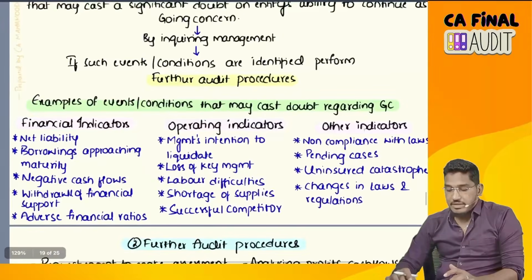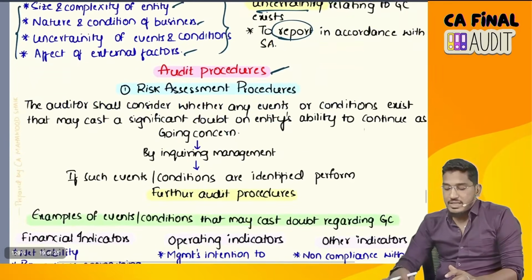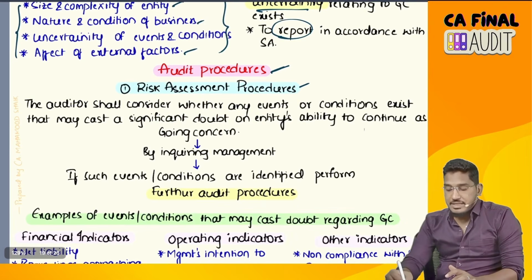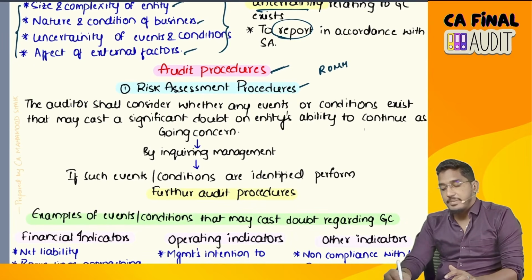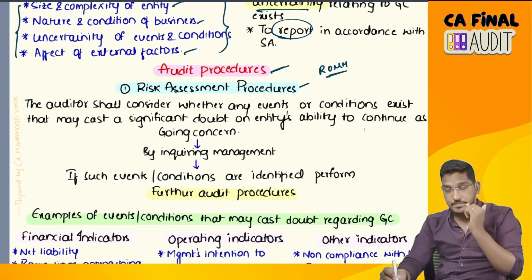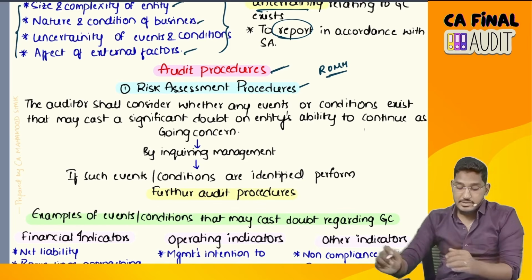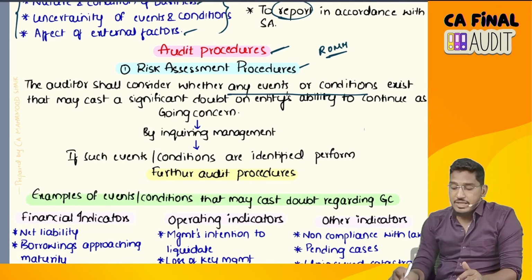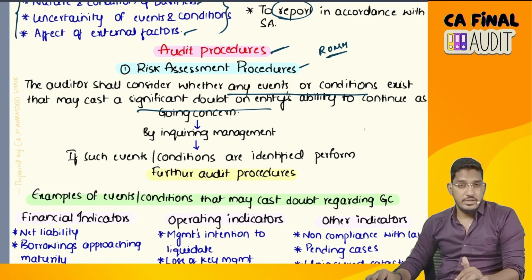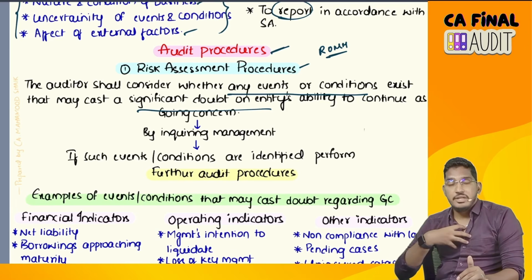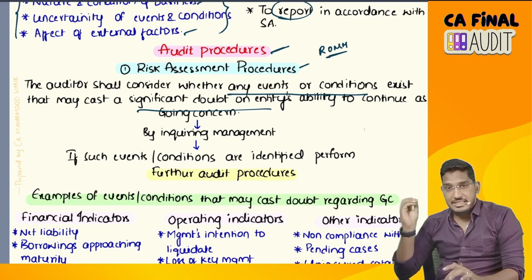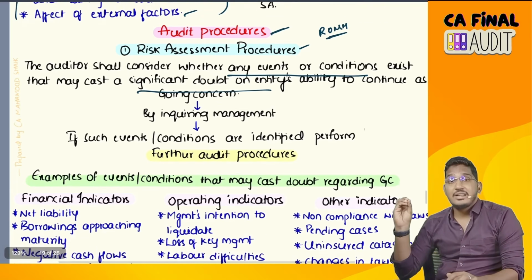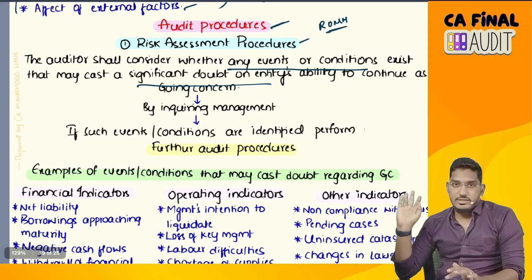So here also we have divided the procedures into two categories. One is risk assessment procedures. Basically, first we need to perform the procedures to identify whether there is any risk of material misstatement related to going concern. Sir, how can I identify that? Let us see. The auditor shall consider whether there are any events or conditions that may cast doubt on the entity's ability to continue as a going concern. So as an auditor, first you need to identify whether there is any event or circumstance that is creating a doubt regarding going concern.